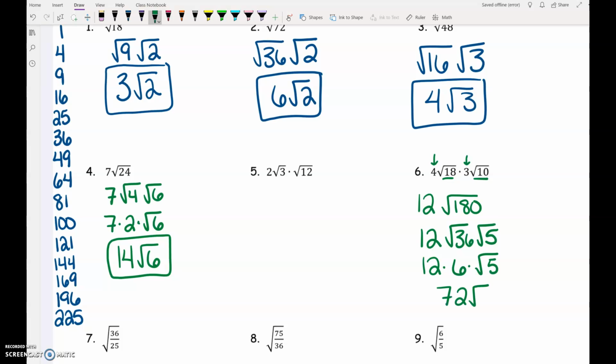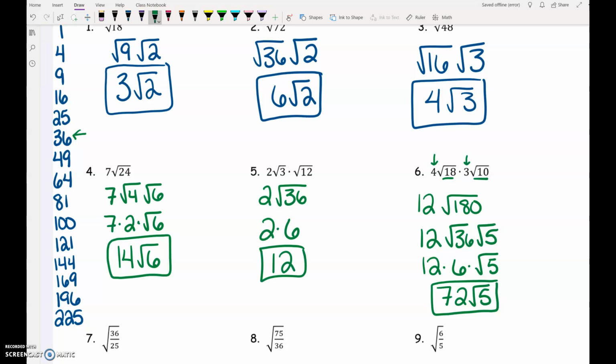So 72 times the square root of 5. You try number 5 on your own. It's actually a lot easier than it should be. When you multiply the 3 and the 12 together, you get 36. How many of you started thinking about, let's see, so that's 9 and 4. You don't need to break down the square root of 36 because 36 is on this chart. The square root of 36 is 6, so our answer is 12.